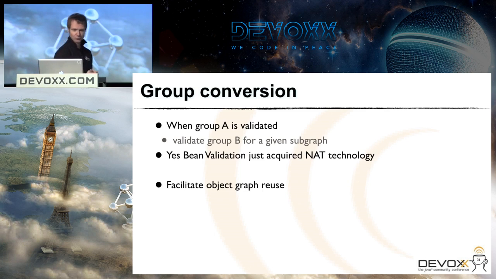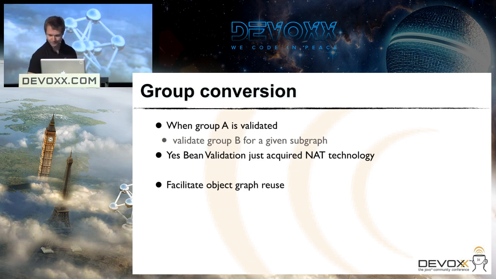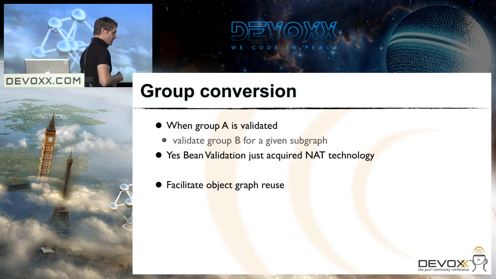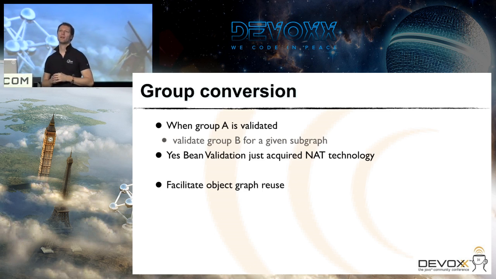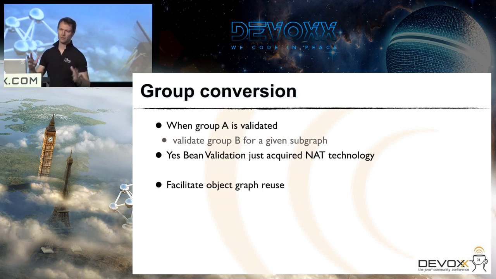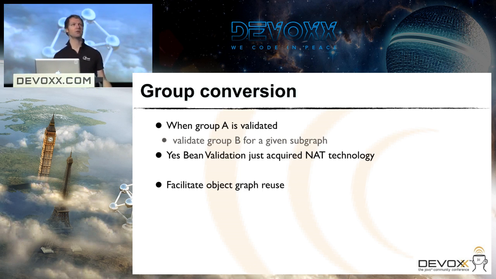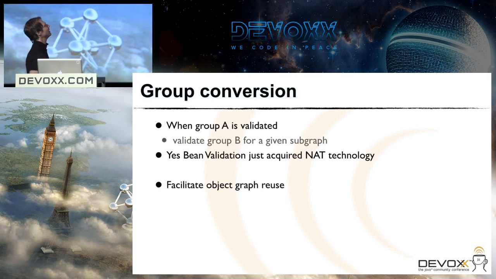Another feature I want to talk about is group conversion. Group conversion is a tiny little feature, but quite useful for reducing the overhead of using groups inside an object graph. It's kind of a NAT technology for constraints, so that's an interesting thing.